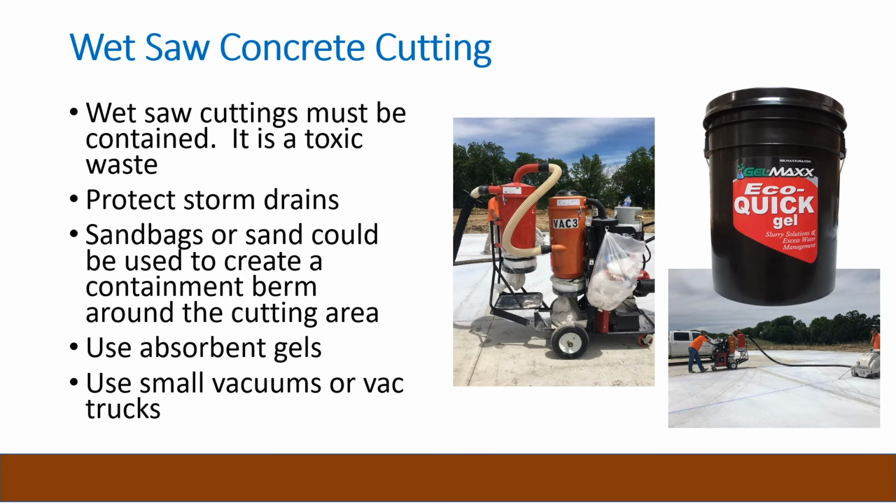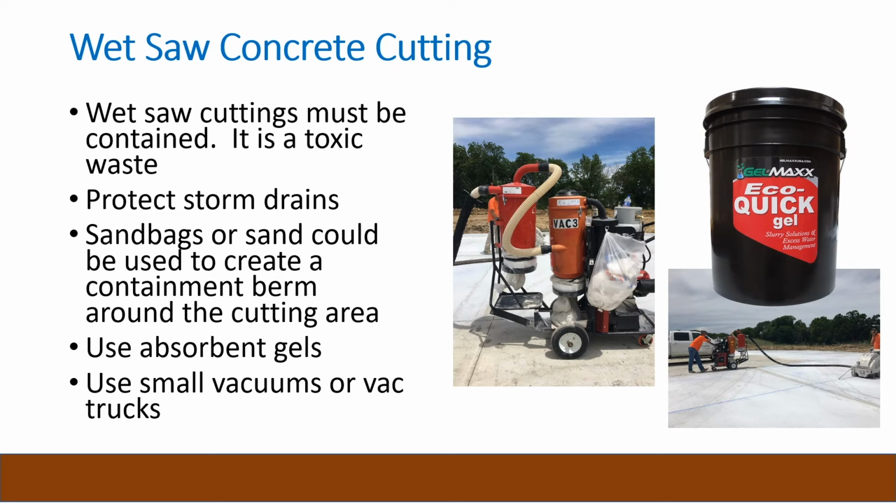Wet saw concrete cutting. Don't create an illegal discharge with wet saw cuttings. Wet saw cuttings are a toxic waste, have a basic pH of about 9 to 10, so they must be contained. When working near storm drains, protect them with intake protection such as filter socks. Sandbags or sand could be used to create a containment berm around the cutting area.